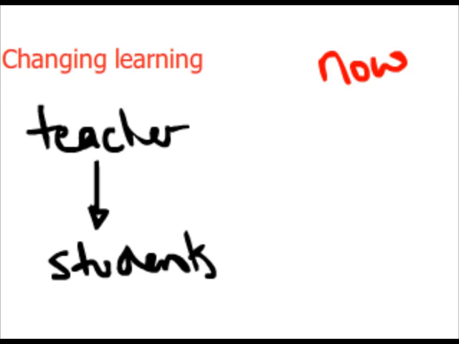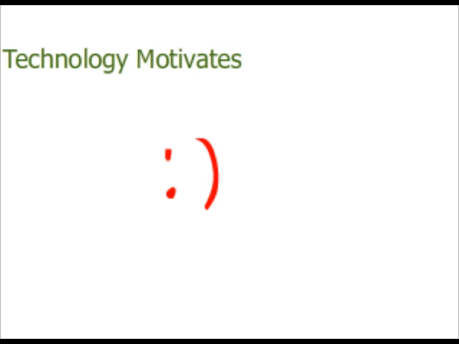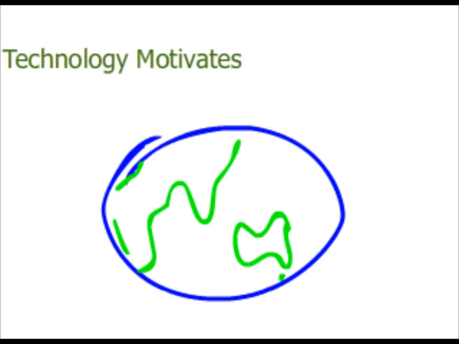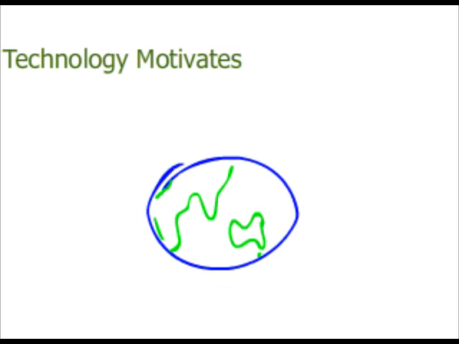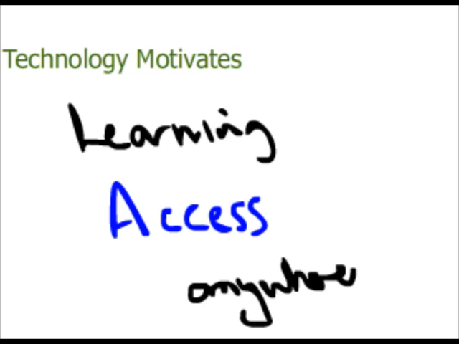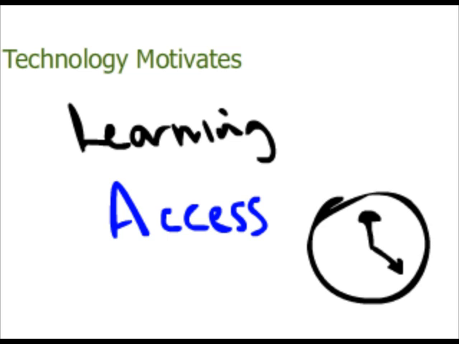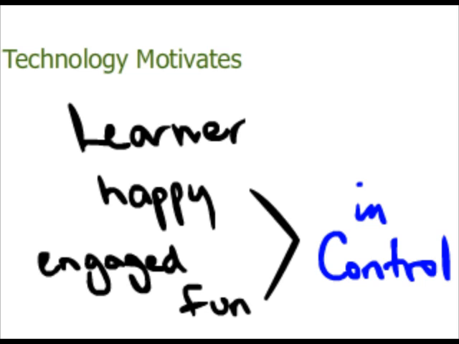Technology has changed learning, and it's changing the classroom environment. Technology motivates. It enables people to link to anyone around the world, connecting people with similar interests and passions, and making the world smaller. It enables a learner to access their learning anywhere, anytime, in a way that suits their learning style. It helps a learner to take control over their learning.